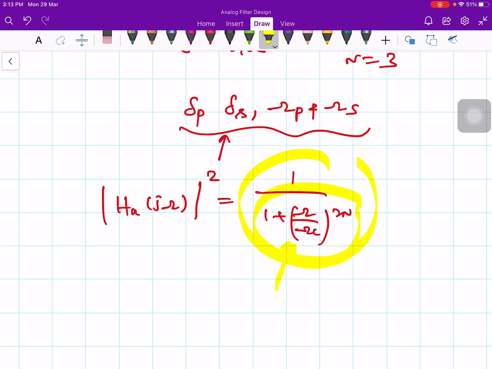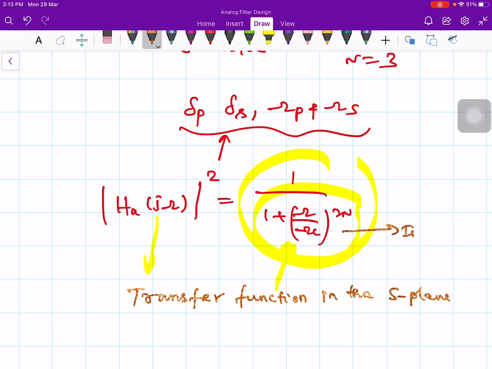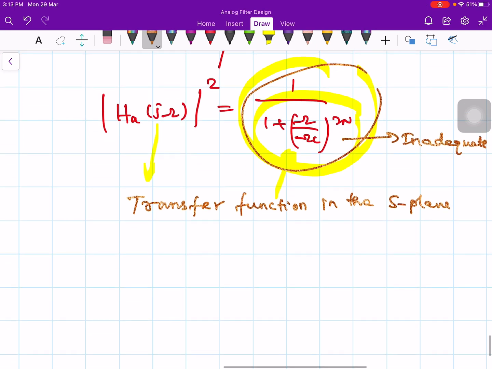Then what else do I need? For designing the filter we require the transfer function HA of S in the S plane. As I said in the previous lecture, we need the transfer function in the S plane. So this function is inadequate, and I cannot design the filter with it. To design a filter I need the magnitude function in the S domain. Once you design in the S domain, you then move back to the Z domain using frequency transformation.